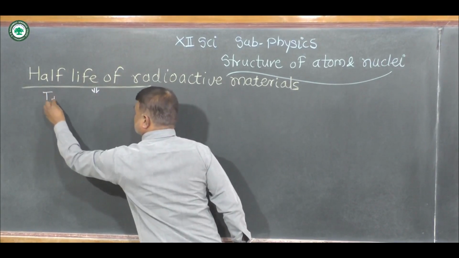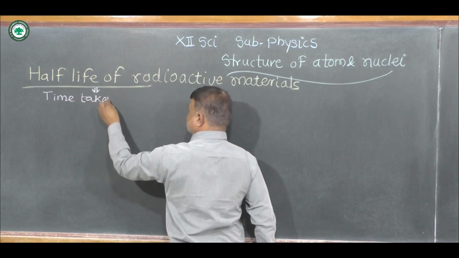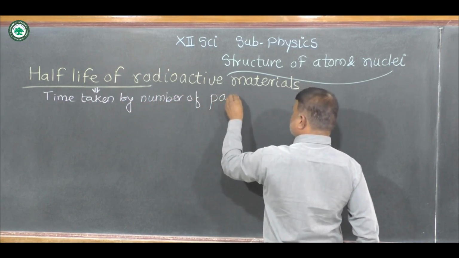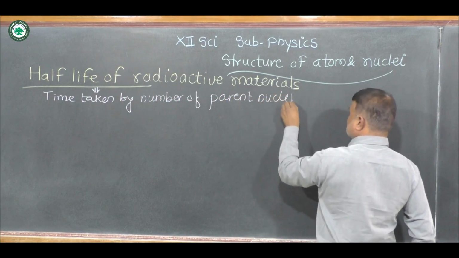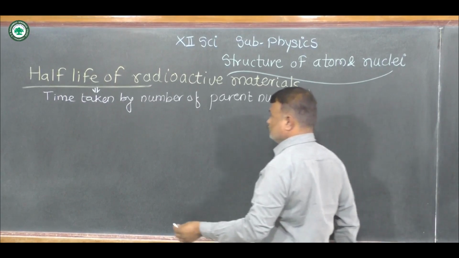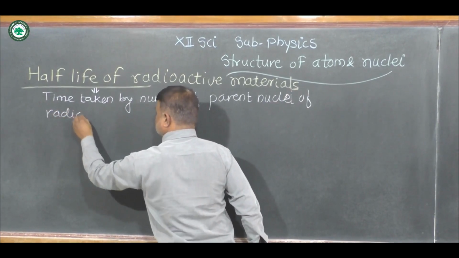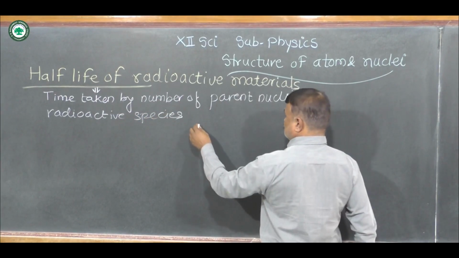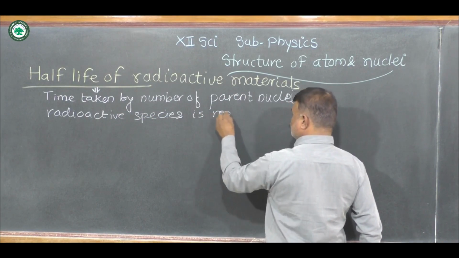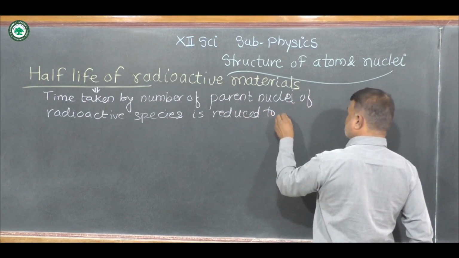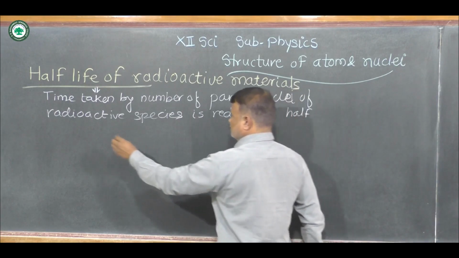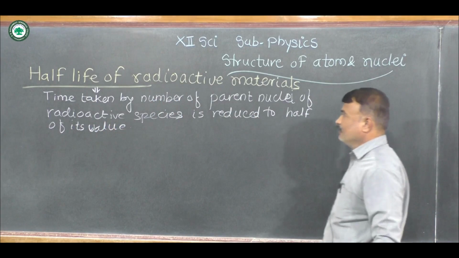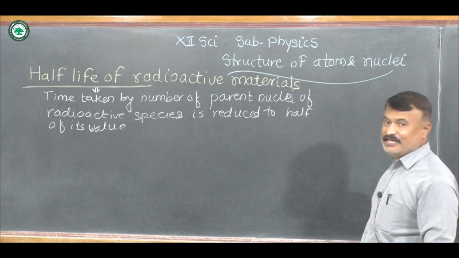So, what is half-life of radioactive material? It is the time taken by the number of parent nuclei of a radioactive species to reduce to half of its value, that is called the half-life time of radioactive species.